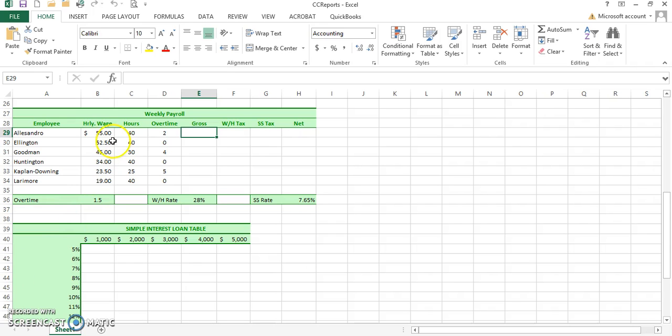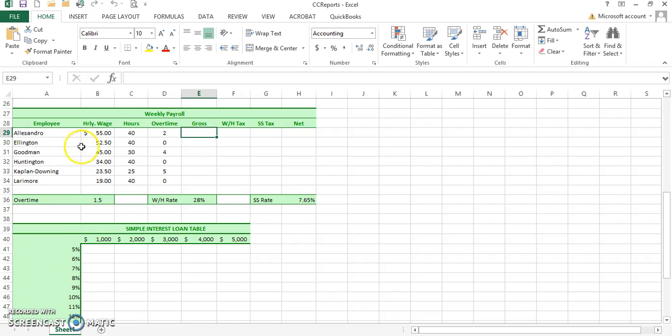So we're dealing with wages, hours, and overtime. We're also dealing with the overtime pay rate, which is 1.5. We're also dealing with the withholding rate and the Social Security rate. So we're going to come up with the gross here, the withholding tax here, the Social Security tax here, and then the net amount which an individual takes home.